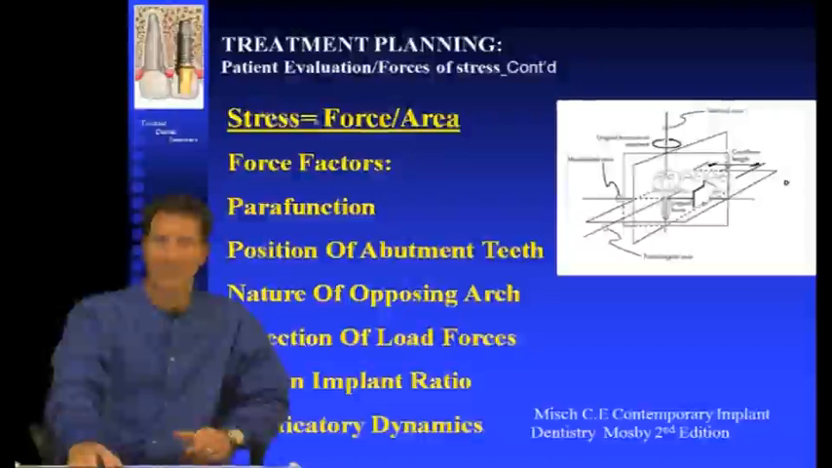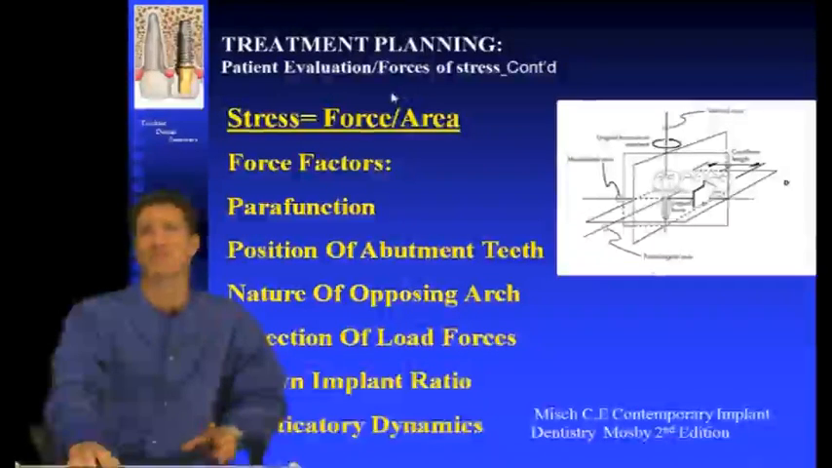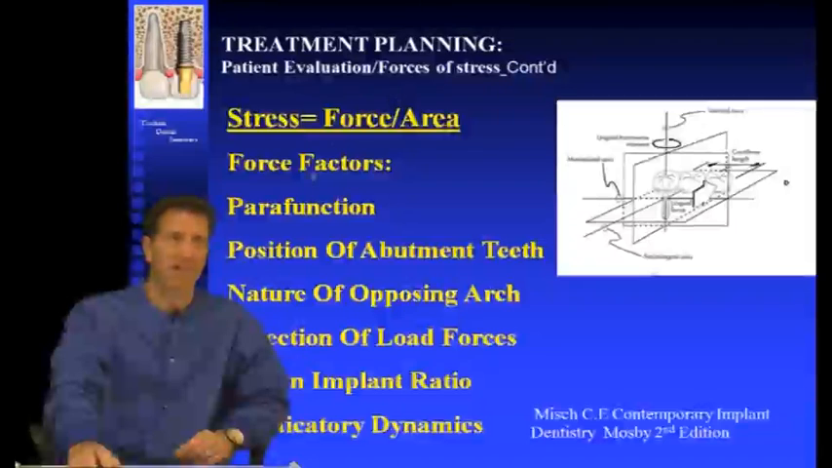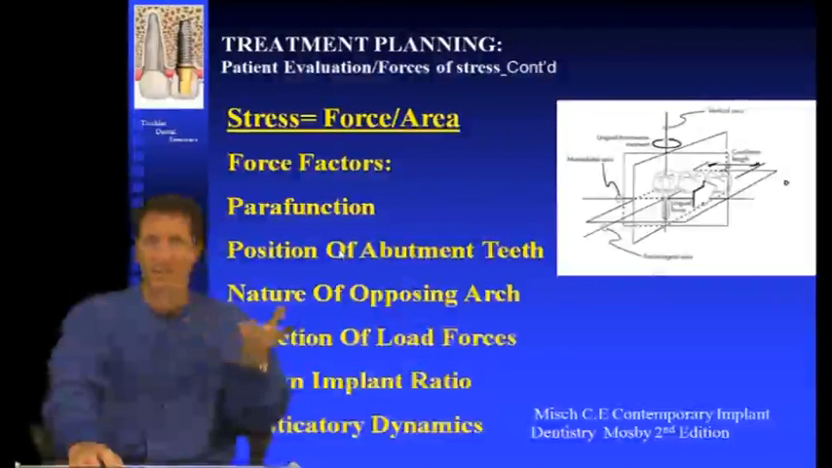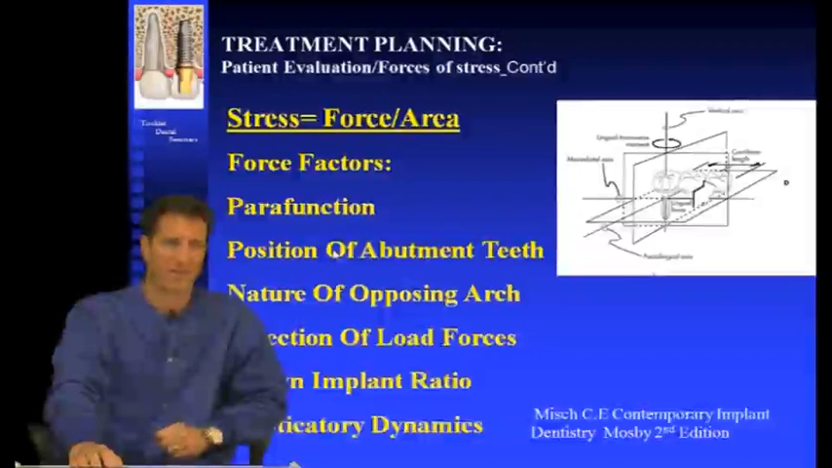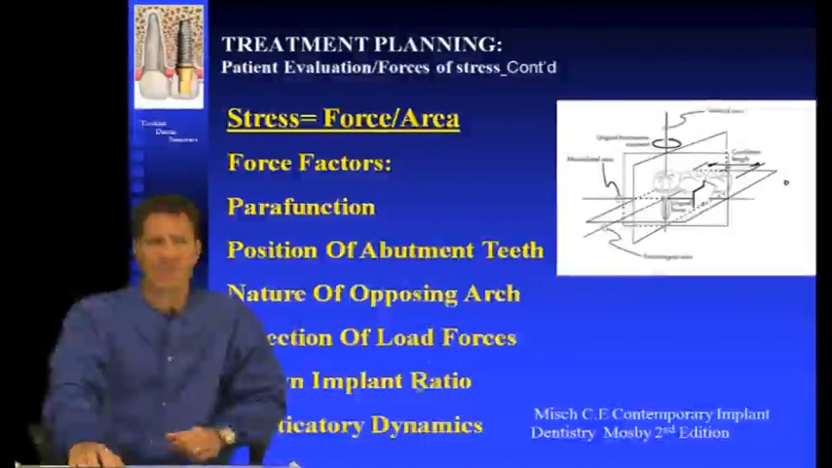So looking at this formula one more time, and we will over and over again because this formula is what drives success in implant dentistry. You want to look at force factors. You want to look at power function. You want to look at the position of the abutment teeth, the nature of the opposing arch. If a patient has a denture, there's a lot less stress than if they have natural teeth or implants. The direction of the load forces. You certainly want to look at the crown to implant ratio.